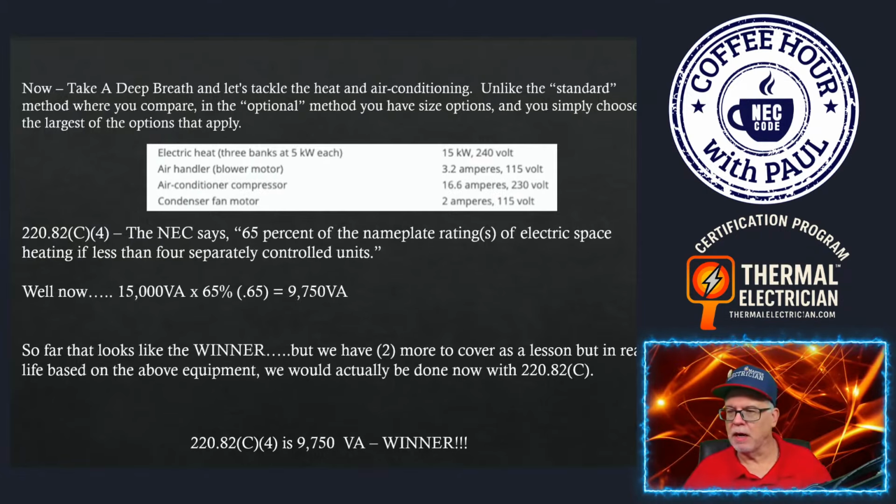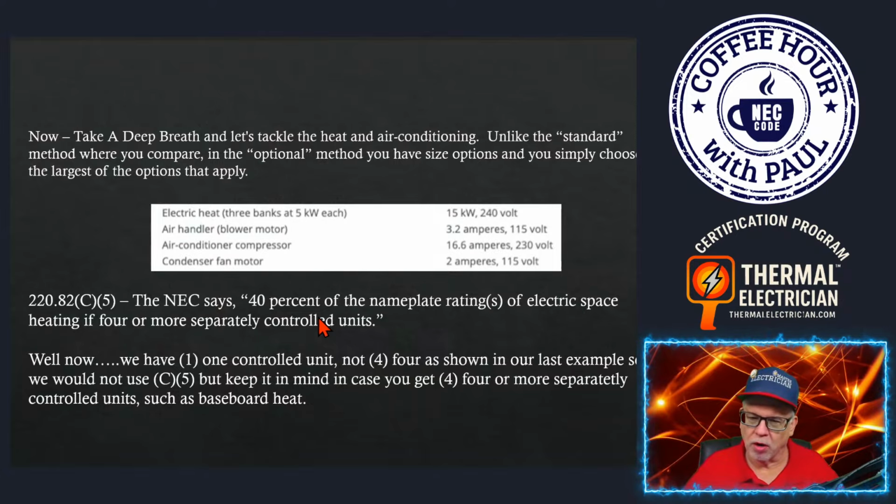All right, so far this looks like the winner. And then C5 is the one where you have heating 4 or more space controlled units. Okay, that'd be like baseboard heat, things like that. No, right now we have one controlled unit because it's all in one packaged system. Okay, but again, you could have separate units like baseboard heat that you need to be aware of. Again, just look at what your system is. It's pretty simple. Do a walk around. Look at what you've got. It's not brain surgery, let's say.